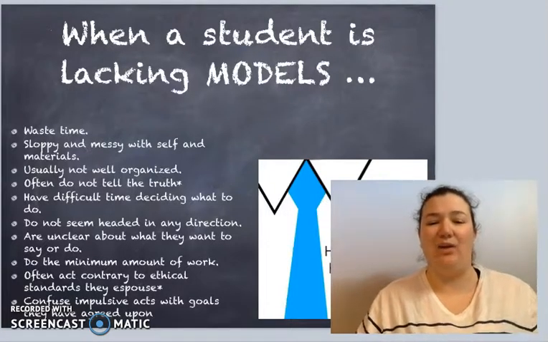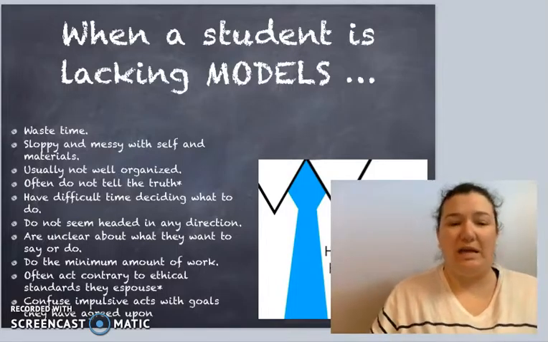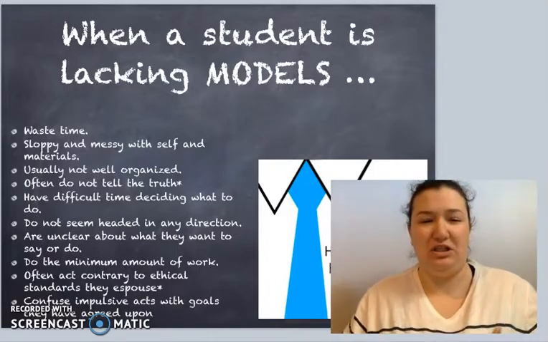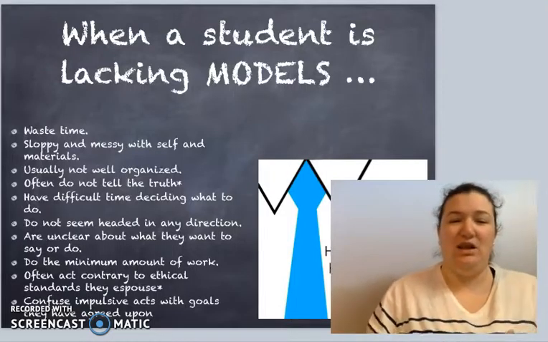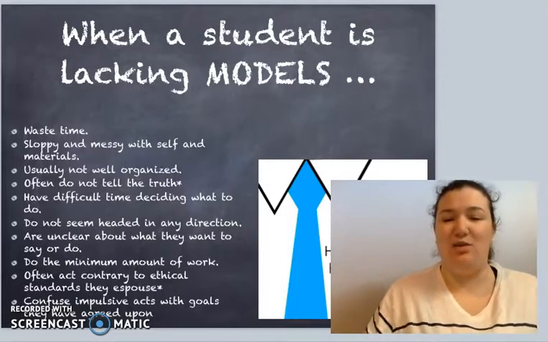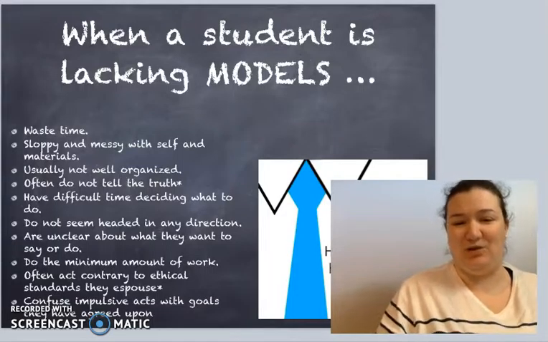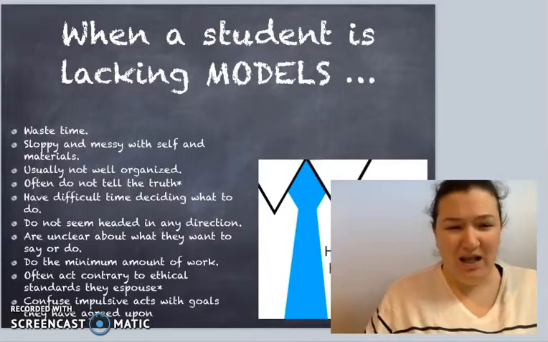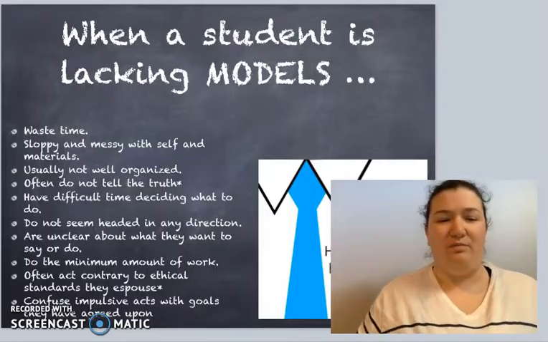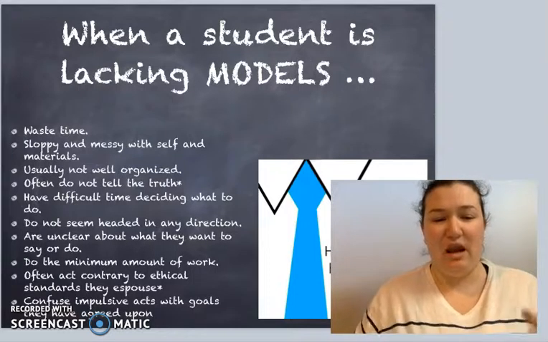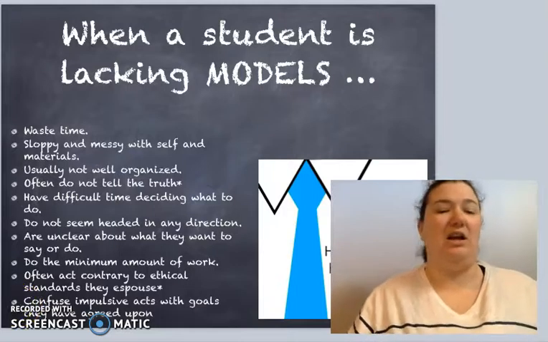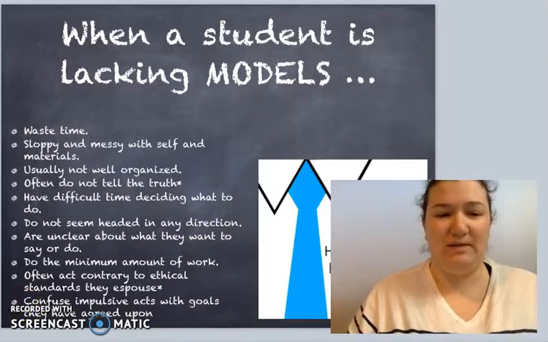If a student is lacking a role model, they normally waste time because they don't really know what to do. They're sloppy, they're usually not well organized, they often don't tell the truth because they don't know the difference between what's actually true and what's not. They often also have a difficult time deciding what to do because they don't have someone to show them the way. And there are some other symptoms over here that you can read through when you have a chance.